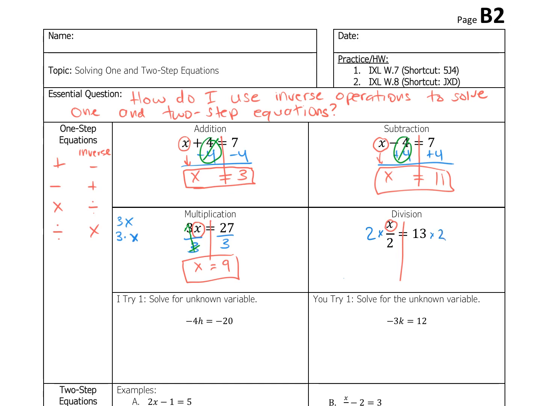So when I multiply by 2, that forms a 1. So I'm left with the x, but I don't have to write 1x, right? I just write x. And then 13 times 2 is 26.